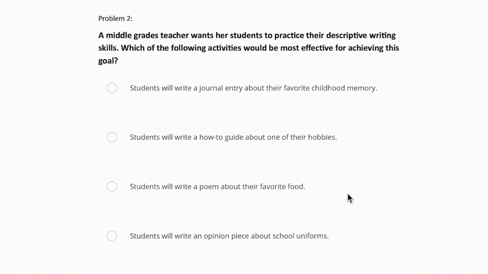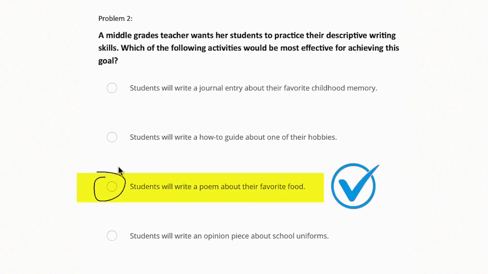Well, the best way to focus on descriptive writing skills would be this assignment, writing a poem about their favorite food, because that is all about encouraging the students to use strong detail and sensory detail to conjure how the food looks, how it tastes, how it smells, how it feels, etc. So that is really about focusing on those descriptive writing skills to give the reader a strong sense of what it is that they are wanting to describe.